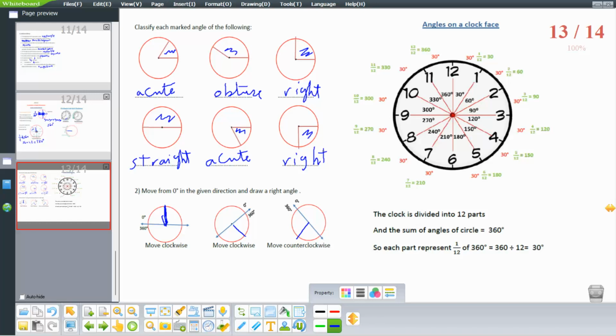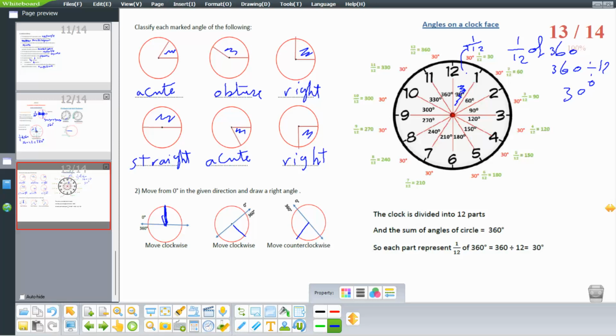Okay, let's look at angles on a clock face. We know that any clock is divided into 12 parts, so every part represents 1 over 12, 2 over 12, 3 over 12, 4 over 12, 5 over 12, 6 over 12 and so on. So 1 over 12 means how many degrees? It is 1 over 12 of 360. It means 360 divided by 12 equals 30 degrees. So every part represents 30 degrees.